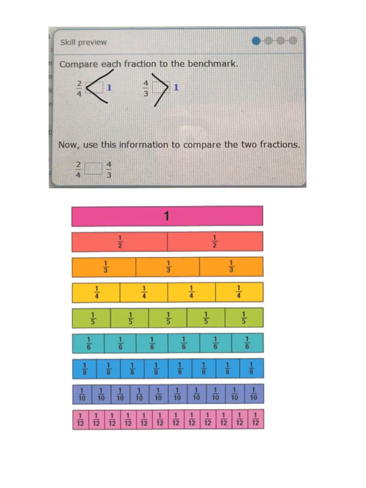Because of that, now use this information to compare the two fractions. If 2/4 is smaller than 1, and 4/3 is bigger, obviously 4/3 is also bigger than 2/4.